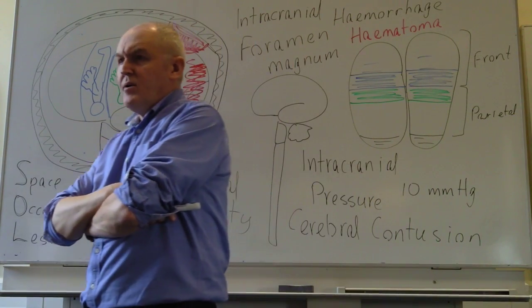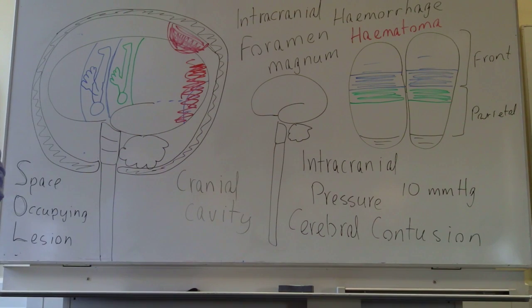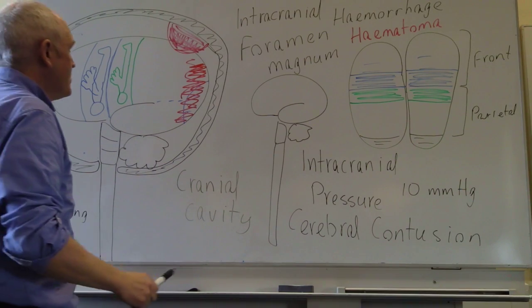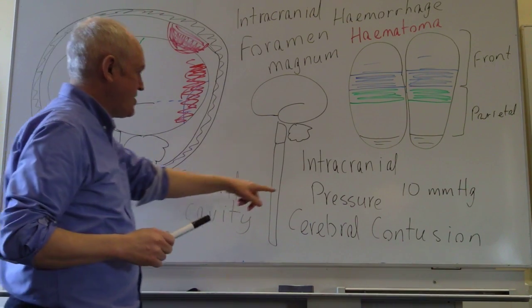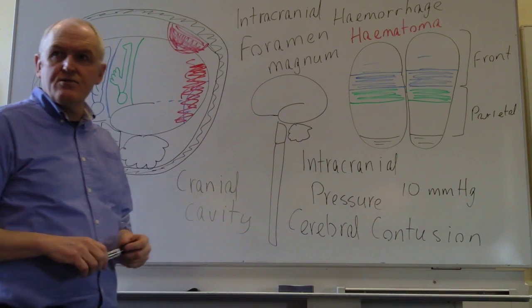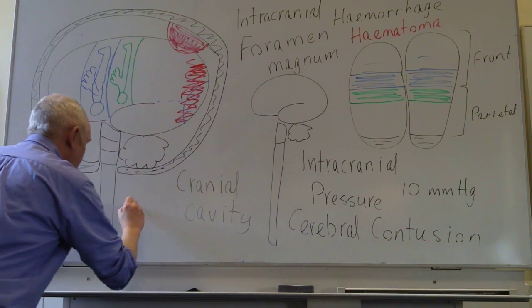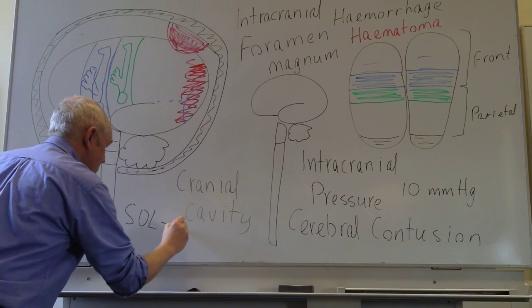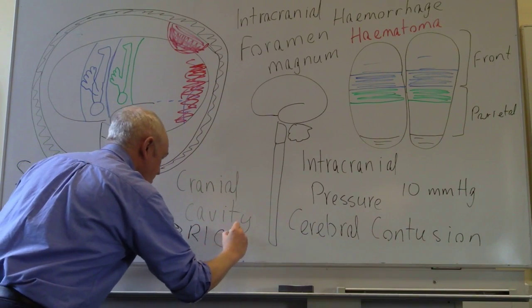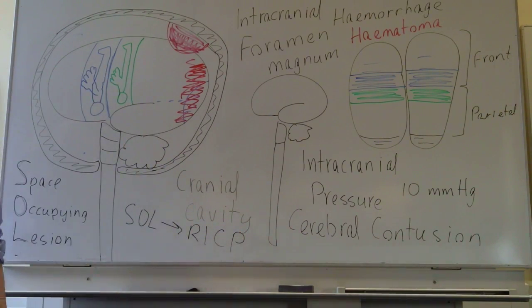And if a space-occupying lesion gets too big, it's growing inside the cranial cavity. What's that going to do to intracranial pressure? Can you see that could result in raised intracranial pressure? So space-occupying lesions can lead to raised intracranial pressure, RICP, raised intracranial pressure.